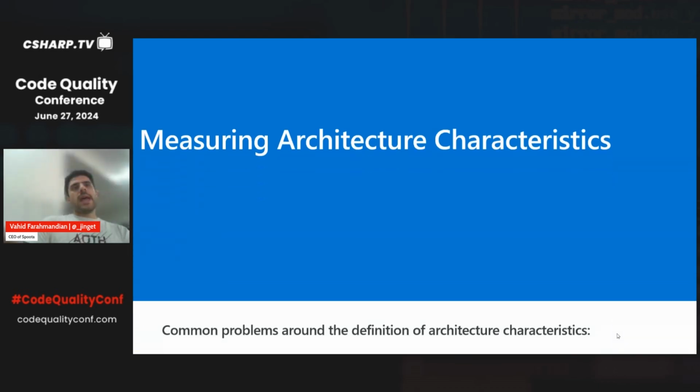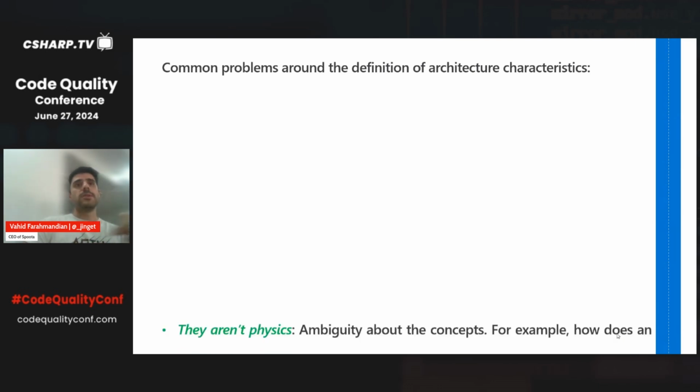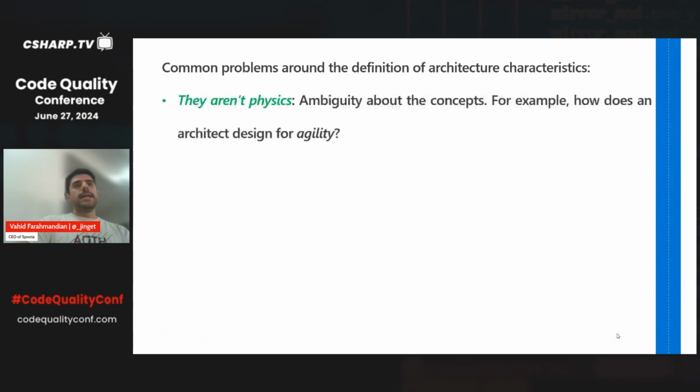About measuring architecture characteristics, of course, we have many problems while we are interacting with them. One of the very important problems is the fact that these architecture characteristics are not physical. It means that we cannot touch them. When we cannot touch them, we will not have very rigid information about the software characteristics. When we cannot touch something, there might be some ambiguity about that concept.